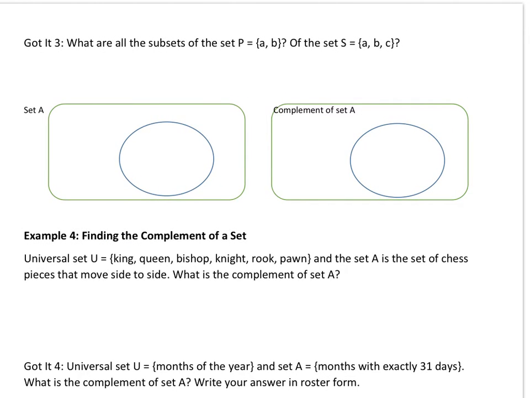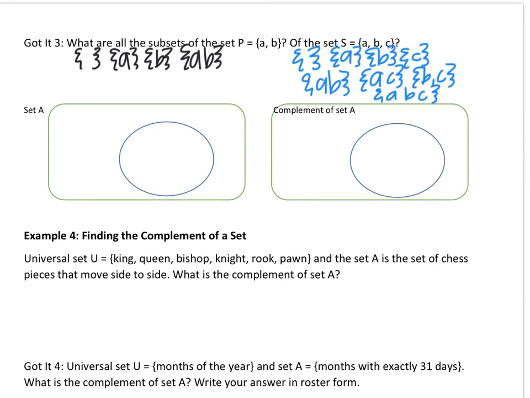Number 3. What are all the subsets of set P, which is A, B, and set S, which is A, B, C? So I want you to list all of the subsets, and I'll give you the answer in just a second. Okay, for the small set A, B, you've got the empty set, A, B, and then A, B. For the larger set S, you've got the empty set, A, B, C, A, B, A, C, B, C, and then the whole thing, A, B, C.